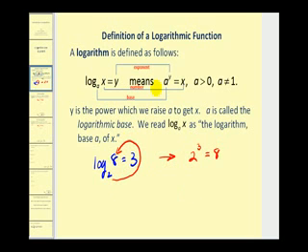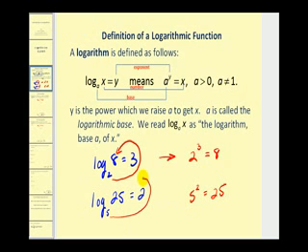And we can use this definition in the opposite direction as well. If we have 5 to the second equals 25, we can rewrite this as a log equation, where we'd have a log, the base is equal to 5, the number is 25, and this must equal 2, since 5 to the second equals 25.